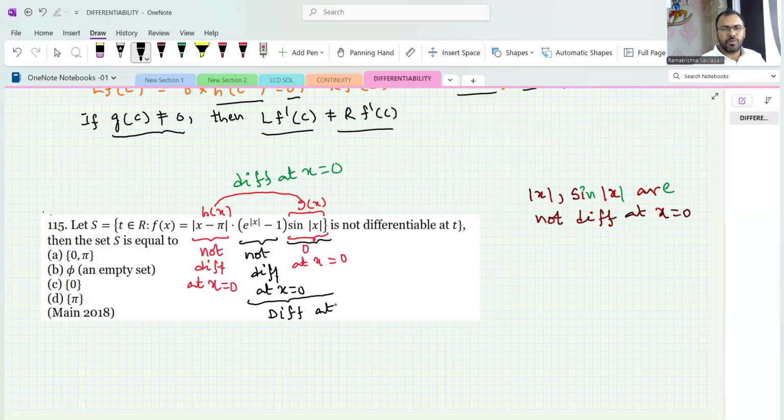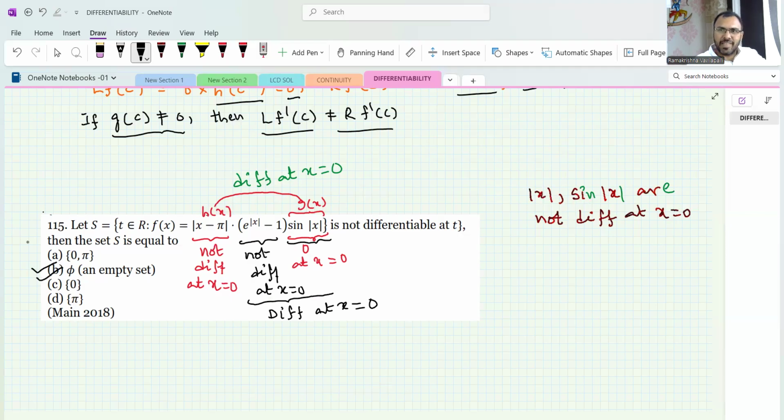Why is it differentiable at 0? The other function makes it non-differentiable at 0. So therefore, there are no non-differentiable points at all. This function is differentiable everywhere. So this is an empty set.